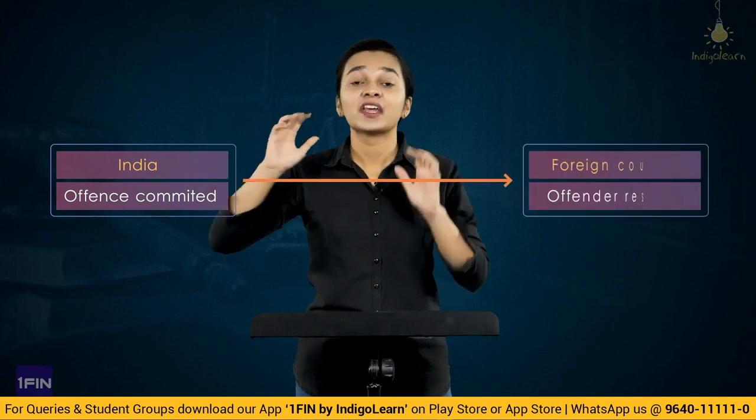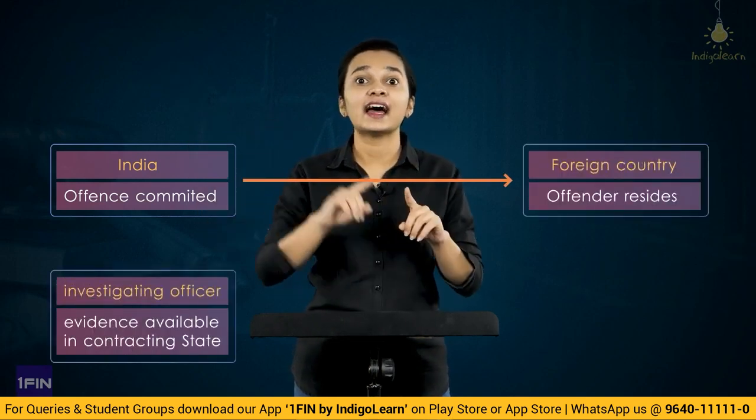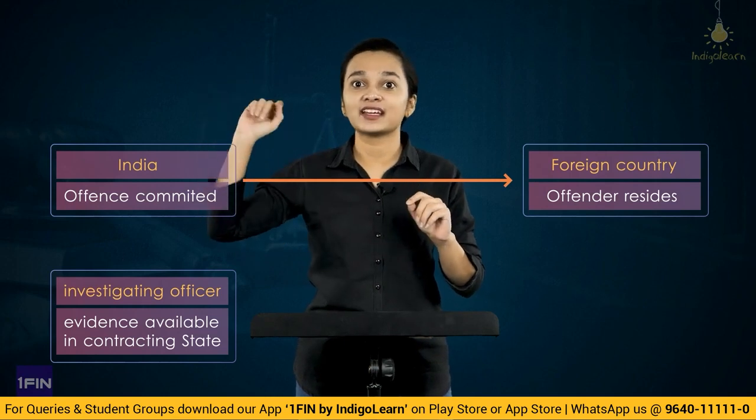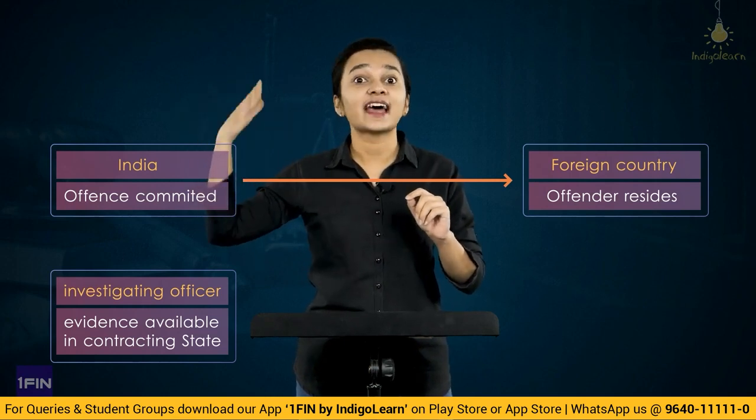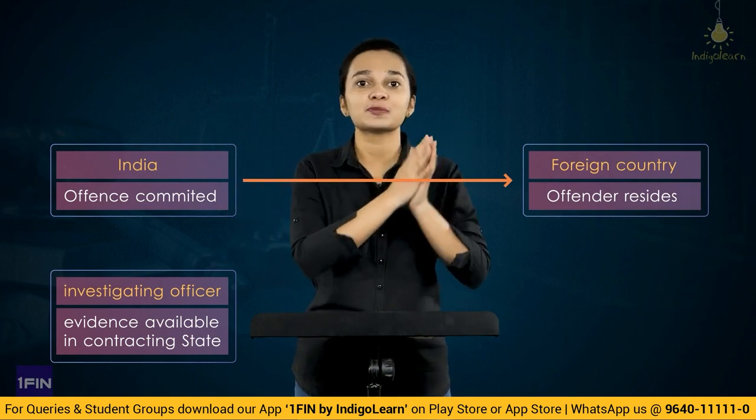And section 57 talks of the letter of request. So in a situation wherein, say, an offence has been committed in India, but the person resides outside India, and the investigating officers are of the opinion that they will be able to find evidence against that person in that other country, then the investigating officers can approach the special court.